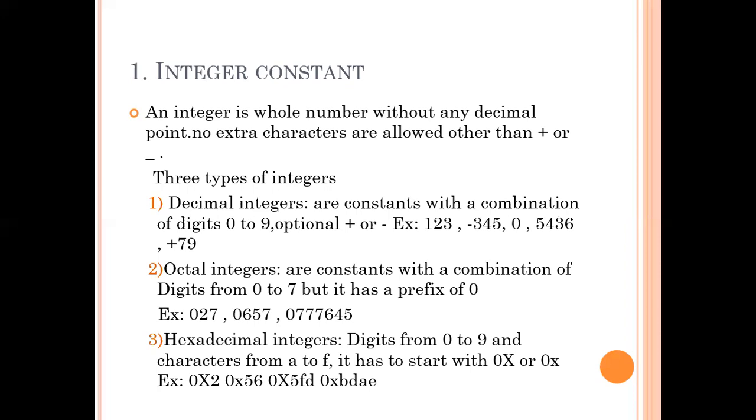Decimal integers consist of a set of digits 0 through 9, preceded by an optional minus or plus sign. Valid examples of decimal integer constants are 123, minus 321, 0, plus 78, etc.